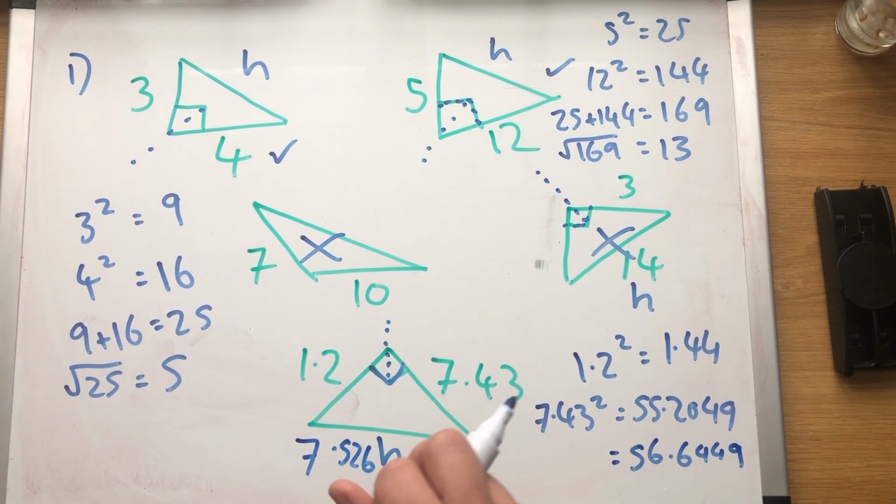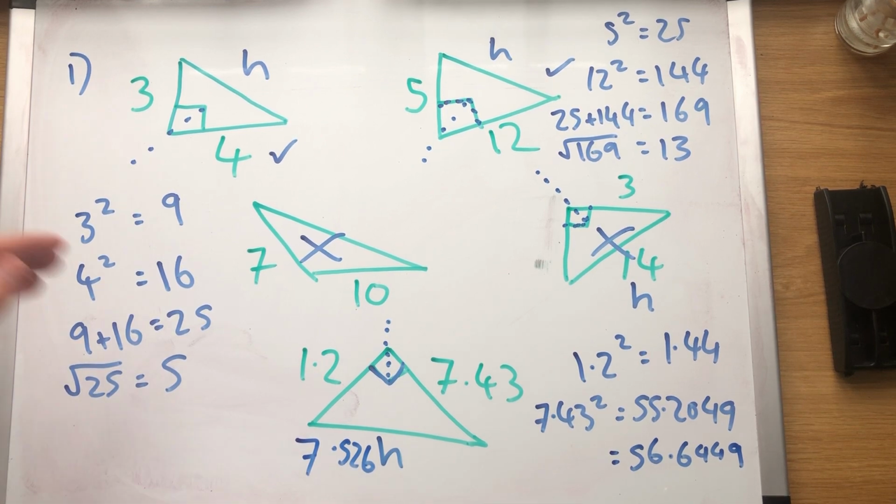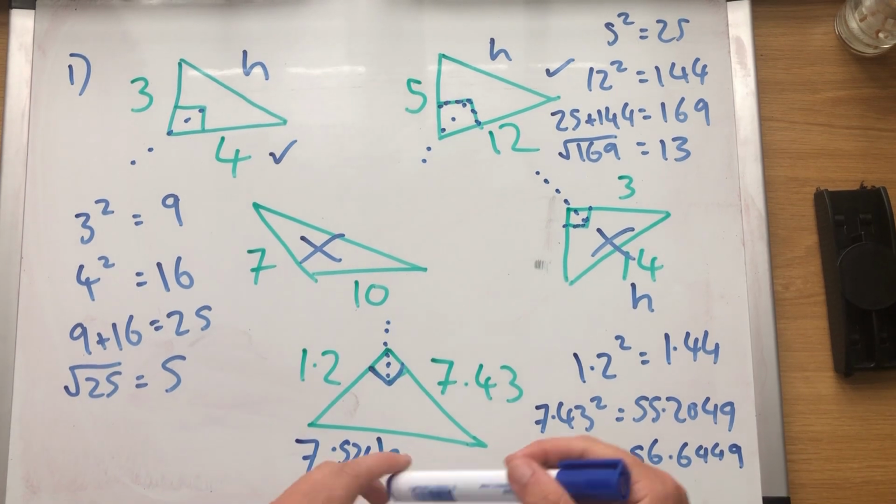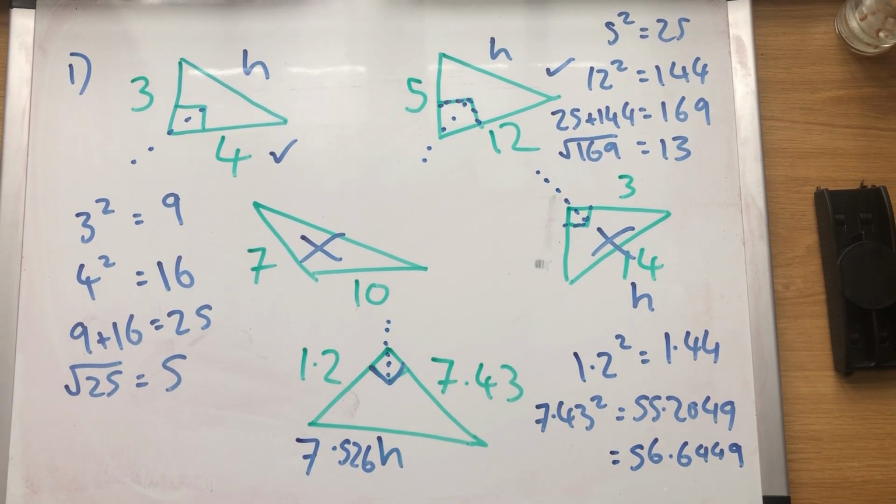To check our answer, what do we know about the hypotenuse? It's the longest side. Hypotenuse is a long word. Hypotenuse is the longest side, which means that if this is smaller than 7.43 or 1.2, we've gone wrong. 7.526 is bigger. It looks sensible. It looks roughly right. It's not something like a million. It's not really humongous. It's just slightly bigger than the other two. So it looks like a good answer.